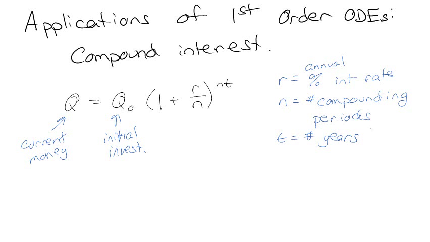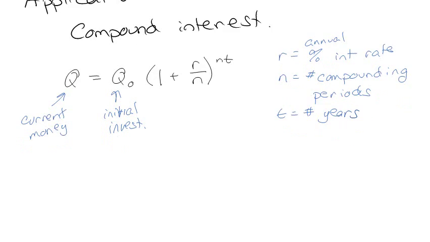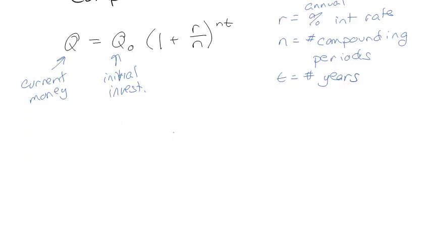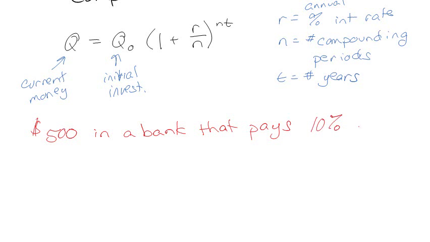So the idea was that if you had, I don't know, $500 in a bank, your initial deposit was $500, in a bank that pays, say, 10%, and usually it's going to say compounded monthly, for, I don't know, 6 years. What do you end up with?